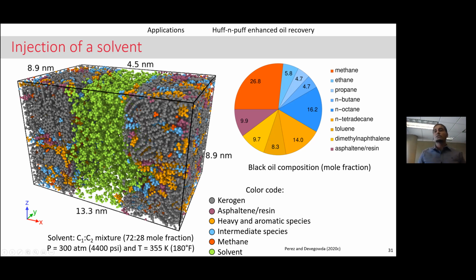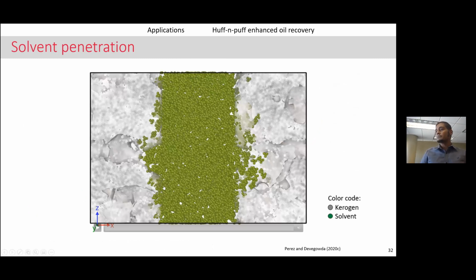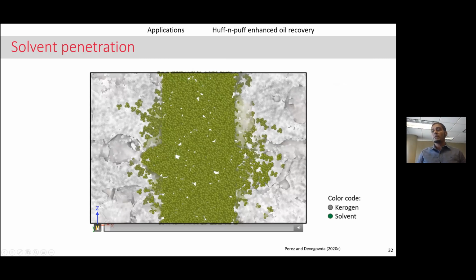So what we did was we again took this Kerogen blob on the left-hand side, Kerogen blob on the right-hand side, and instead of an empty space out over here, think of it as we're putting solvent in there, and then we're going to allow the solvent to migrate into the Kerogen and recover some of the hydrocarbons. Let's see what happens. So here's a video. You can again see the solvent molecules, a C1, C2 mixture. There's a Kerogen blob on the left. There's a Kerogen blob on the right. And I'm just going to play this video.